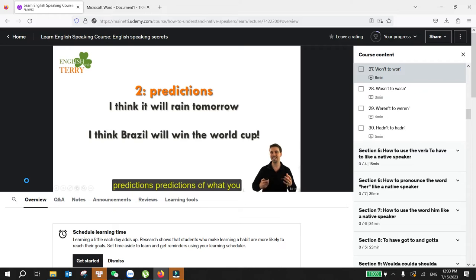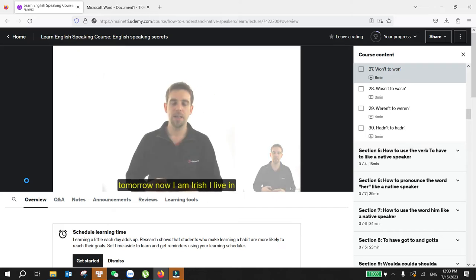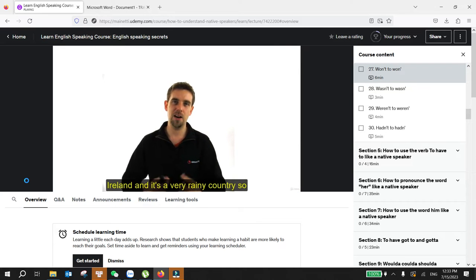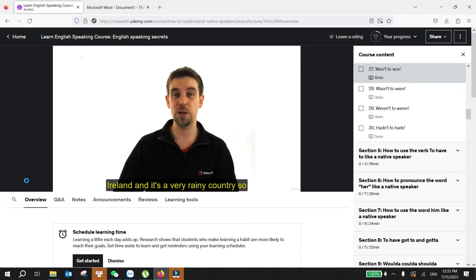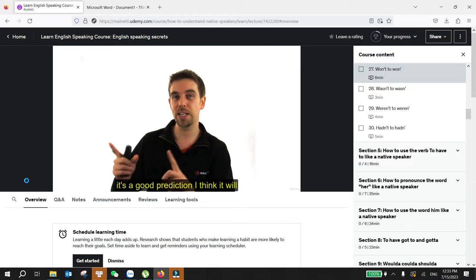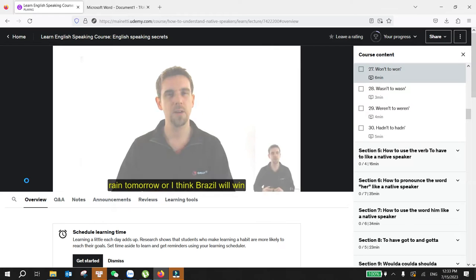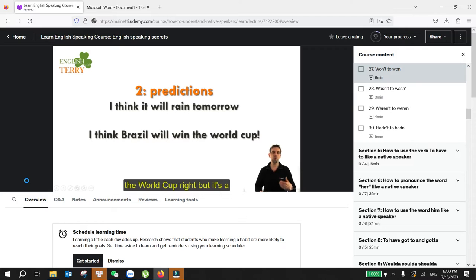Number two is predictions. Predictions of what you think or what you believe before the event. For example, I think it will rain tomorrow. Now, I am Irish. I live in Ireland and it's a very rainy country, so it's a good prediction. I think it will rain tomorrow. Or I think Brazil will win the World Cup, right? But it's a prediction before the event.